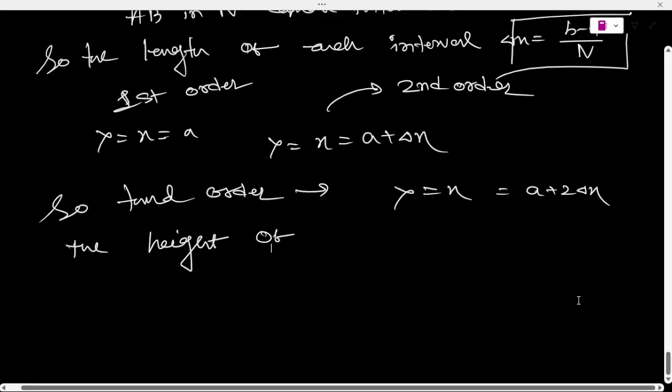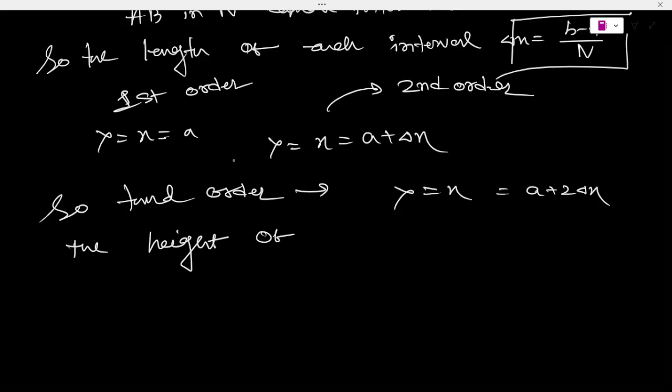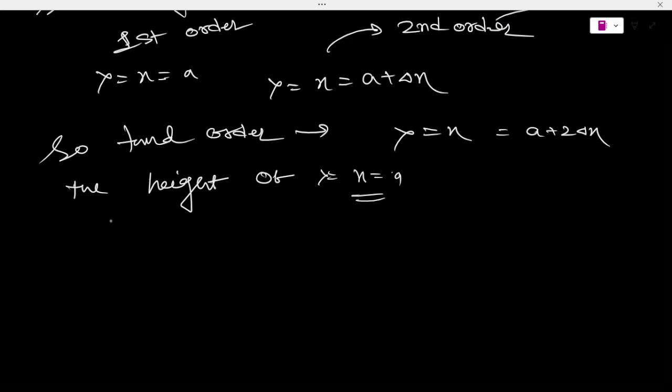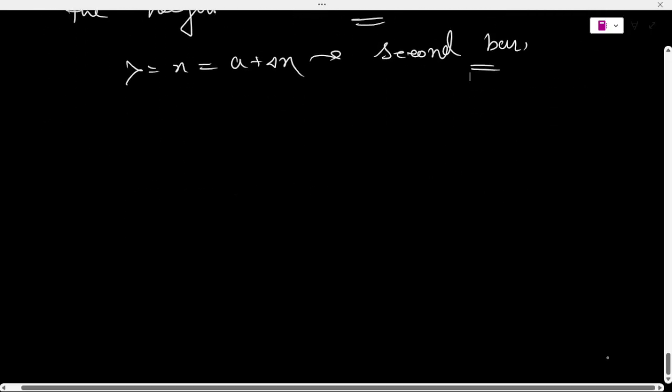So now after the second lecture, this will be the second part. In this part, the height of the bar. The height of the first bar is y = f(x) where x = a. And the second bar is y = f(x) where x = a + Δx. This represents the second bar.